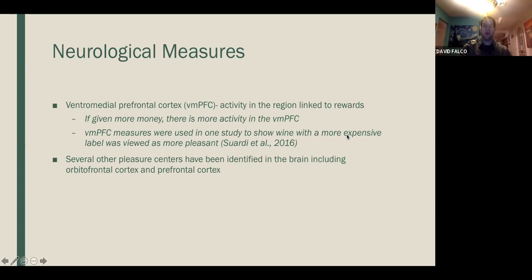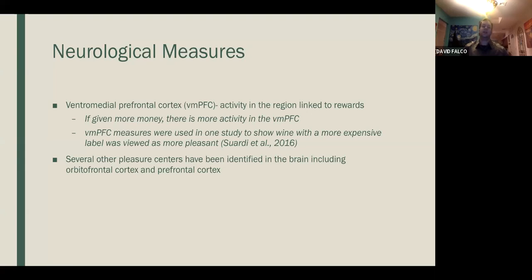When I first looked at this as a prompt, the first thing that came to my mind was this one study where they had two sets of participants drink different kinds of wine. Some of it was labeled as if it was incredibly cheap, and some of it was labeled as if it was very expensive, but in reality, it was the same wine. What they found was the VMPFC lit up more for those who were drinking the wine that they believed to be expensive than the wine that they believed to be cheap, even though it was the exact same kind of wine.